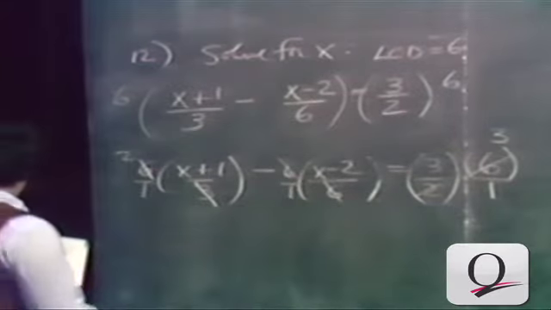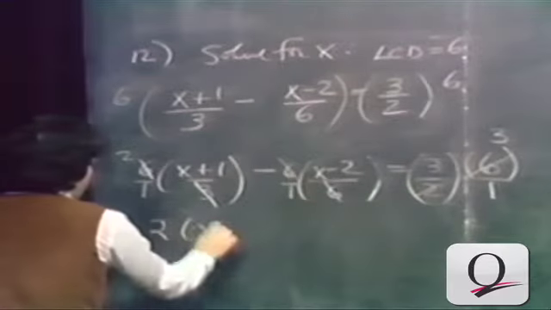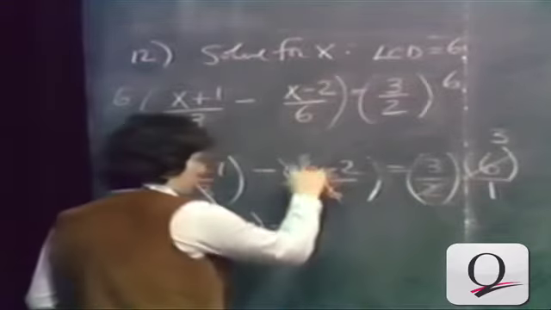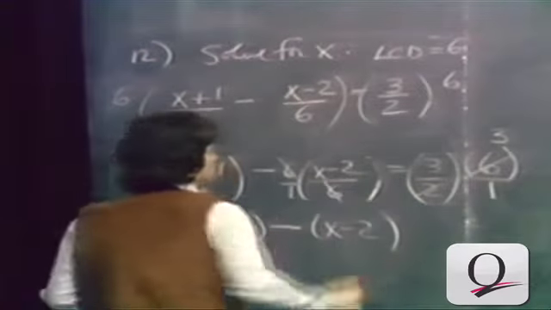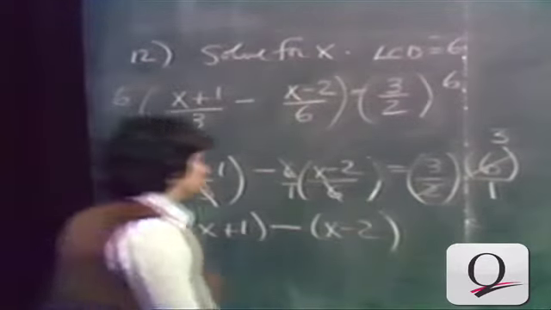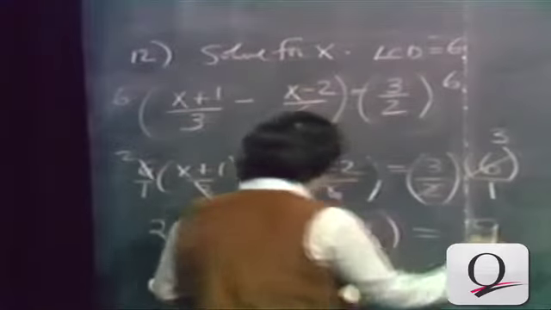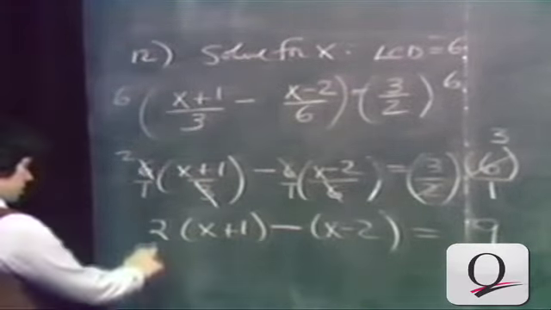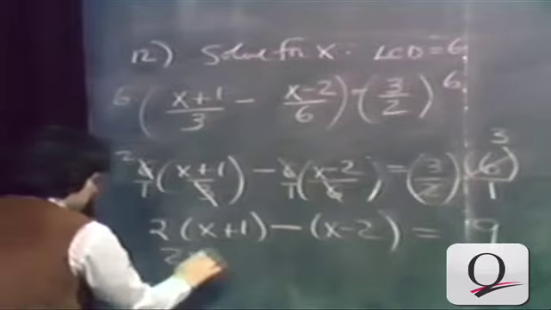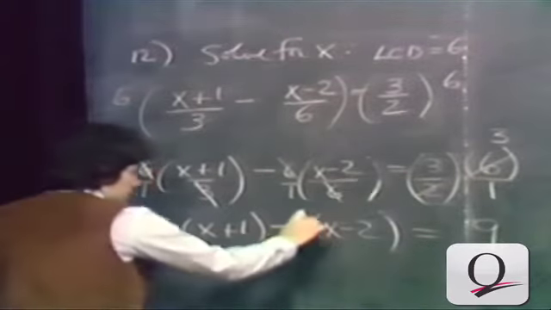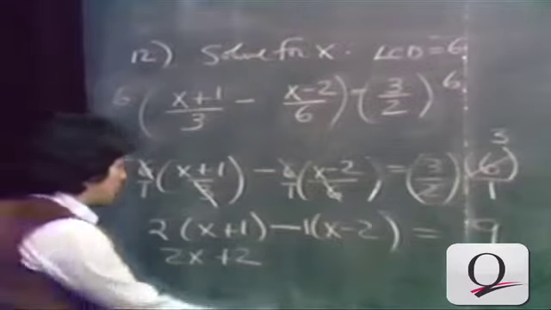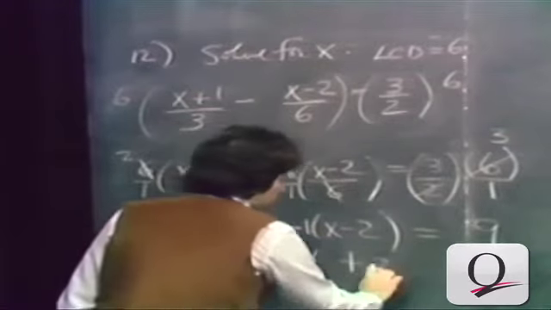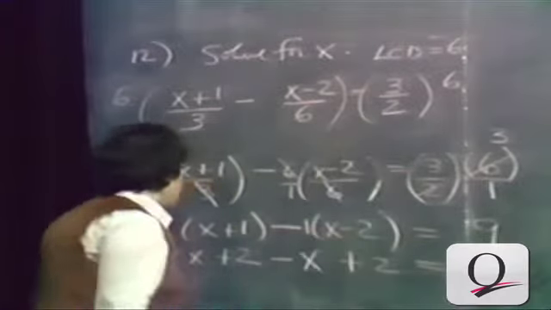Let's see what we have. We have 2 times x plus 1 minus, parentheses, x minus 2 equals 3 times 3, which is 9. Distributing the 2, 2x plus 2. Think of this as a minus 1 to be distributed. Minus 1 times x is minus x. Minus 1 times minus 2 is plus 2 equals 9.